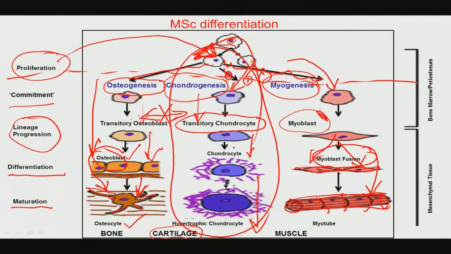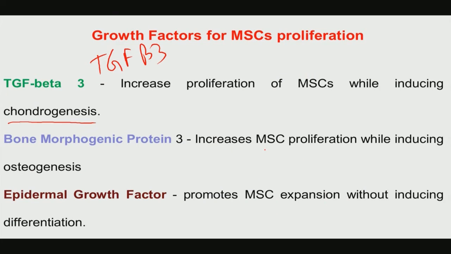This chondrogenesis essentially leads to chondrocyte cell formation as well as cartilage tissue. The second one is BMP 3, that is the bone morphogenic protein 3, and BMP has several varieties. It increases MSC proliferation while inducing osteogenesis.